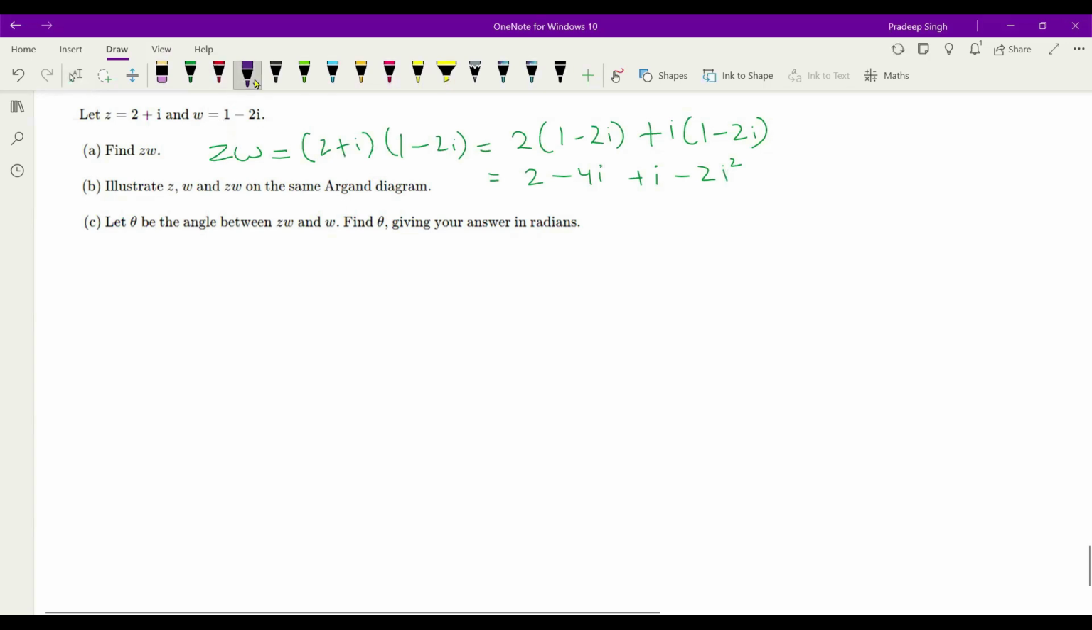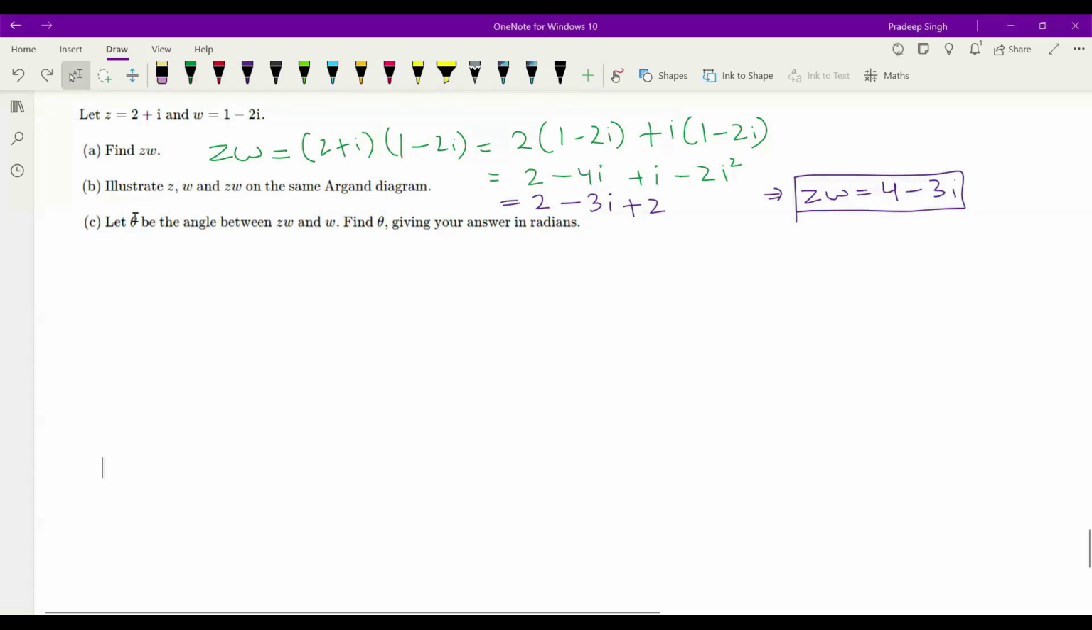So let's write that down. We'll get 2 minus 3i in the middle and we have a plus 2. So eventually the zw product comes out as 4 minus 3i. And that is the answer for the first part of the question.